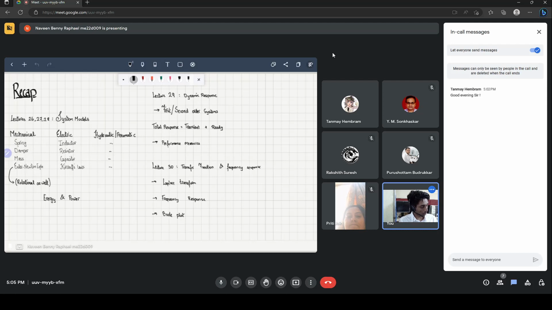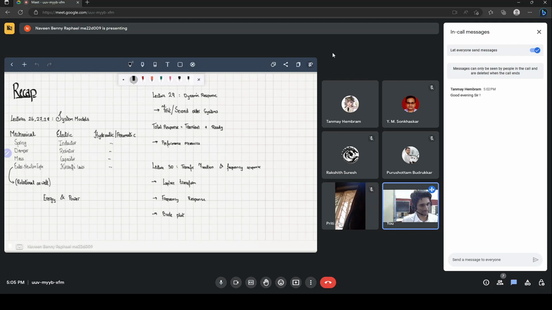Now, all of this modeling is then used for lecture 29, where we studied the dynamic response. In the dynamic response of a system, given the governing equation, we try to solve it in different ways. We first saw first order systems and second order systems, and then we tried to solve it in the sense of having the total response as a sum of transient and steady state response.